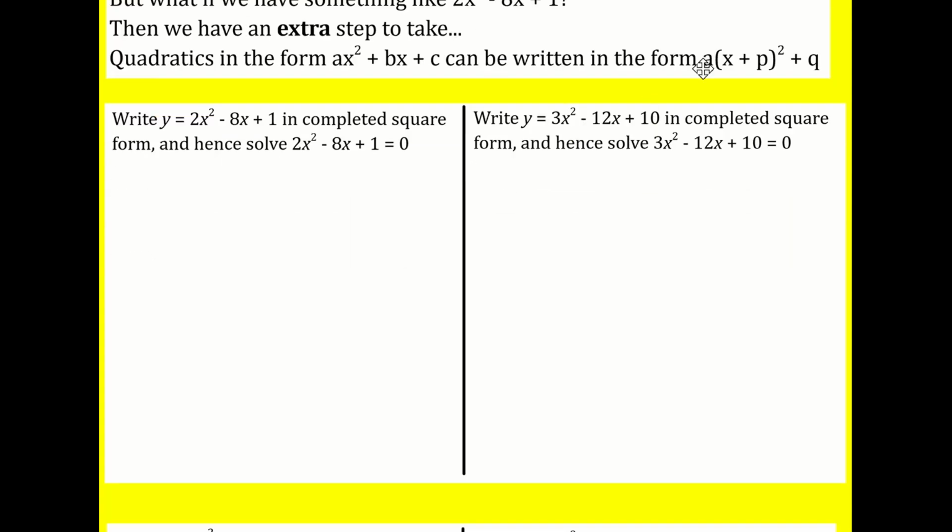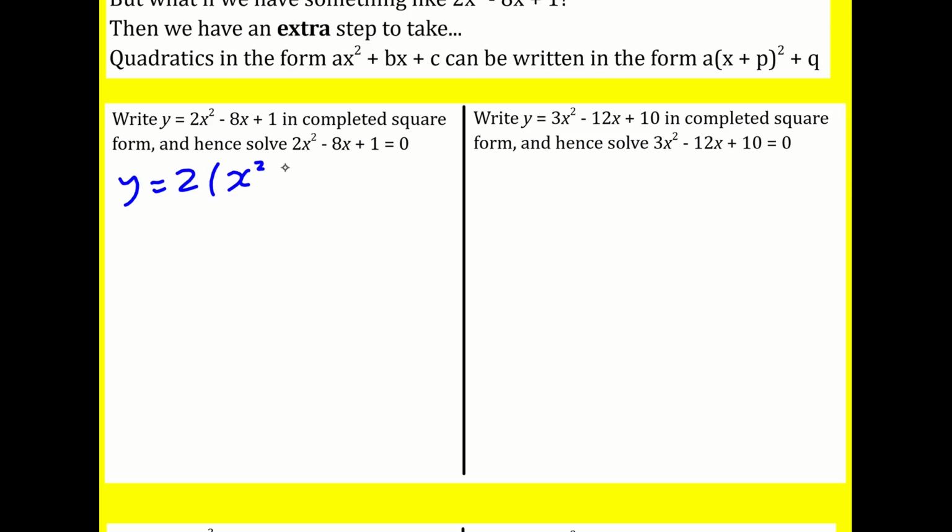So I'm going to go through one, and I'm going to ask you to try some yourselves. We're going to be building it up, and we're going to solve them as well. Here goes then. So we're going to write this in completed square form. Well, here's what we do. We actually factorize a 2 out.